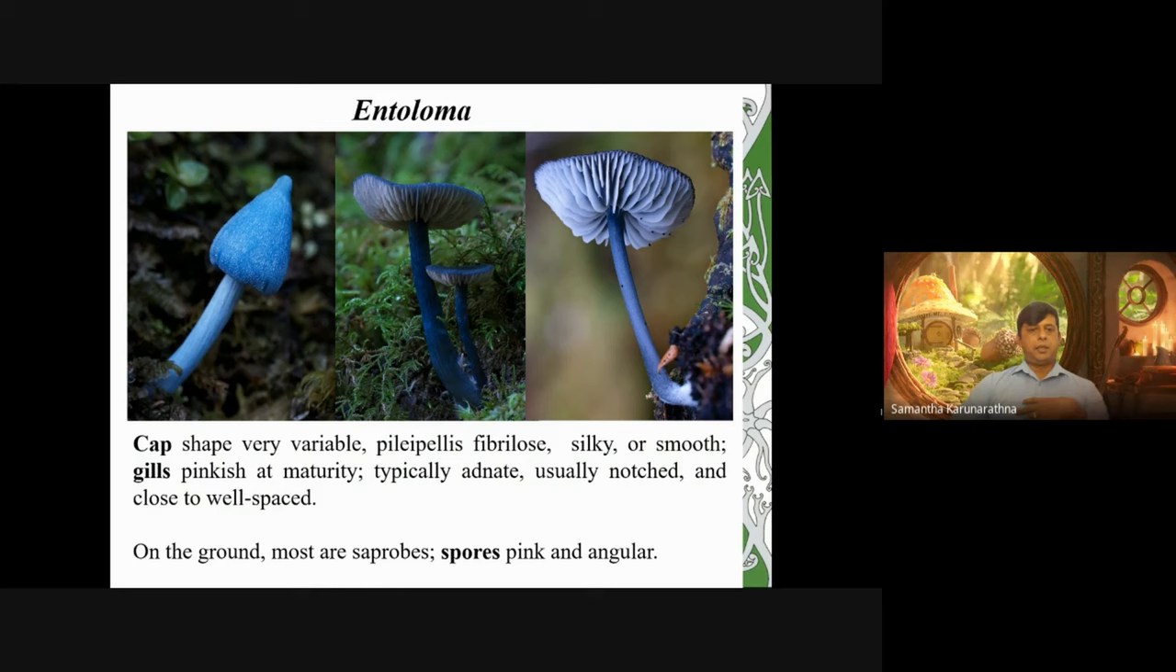And the gills are adnate or notched. And the gills are close to well spaced. You can see here, this is spaced, but sometimes it can be close. And they grow on the ground, and most are saprobes. And the spores are angular. Next one, please.